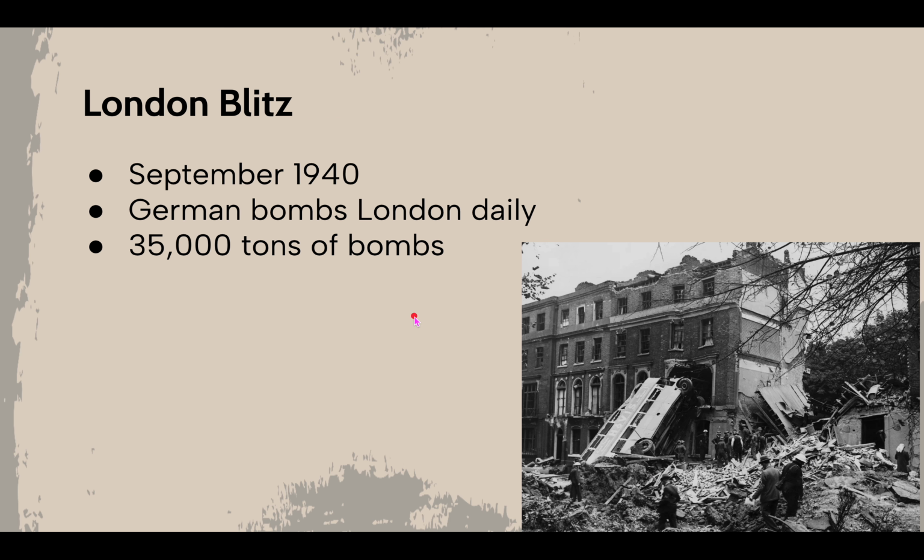The London Blitz happened in September of 1940. That's where Germany bombed London daily. They dropped a total of 35,000 tons of bombs. Here's a photo of some of the aftermath. Of course, you can see this building is absolutely destroyed. This bus was flipped over on its side. Windows are absolutely shattered.